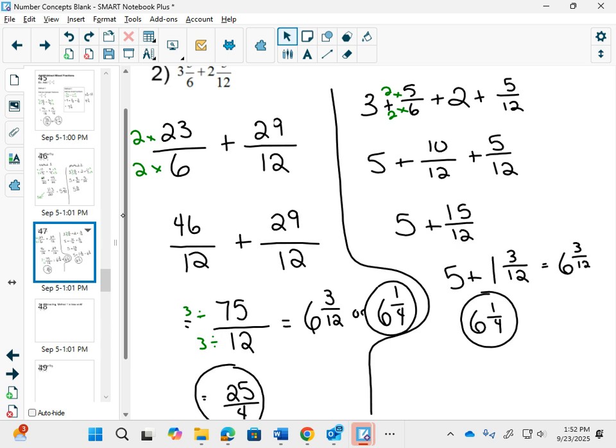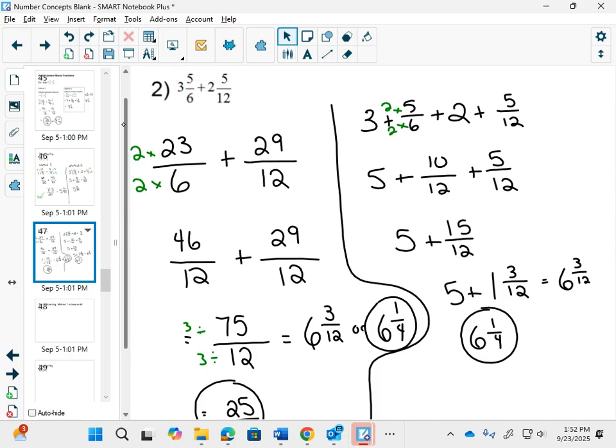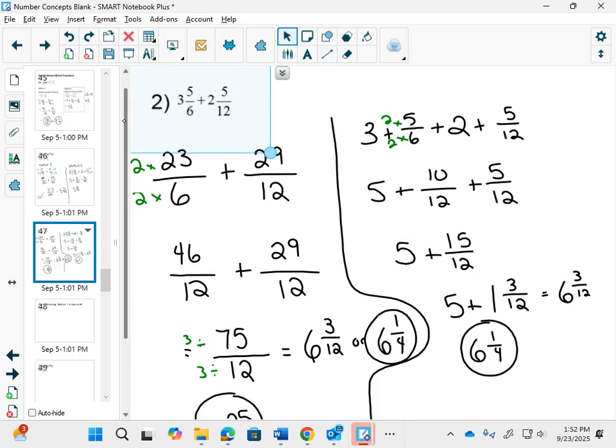Okay, so using method 1, check your improper fractions. Were you able to say 3 whole ones would be 18 pieces plus 5 more would be 23 pieces. 2 whole ones would be 24 pieces plus 5 more, 29 pieces. Now we need a common denominator. 12 is the smallest, you only have to multiply that 6 by 2. So I multiply those by 2, I get 46 over 12 plus 29 over 12, gives me 75 pieces in total.